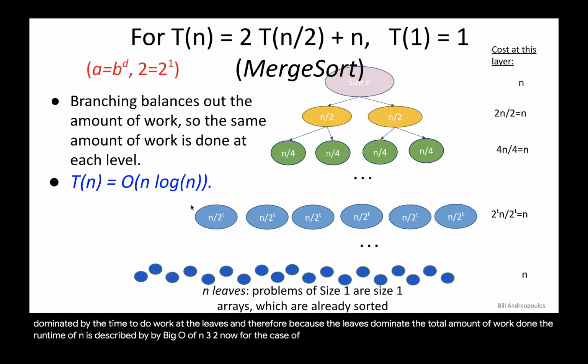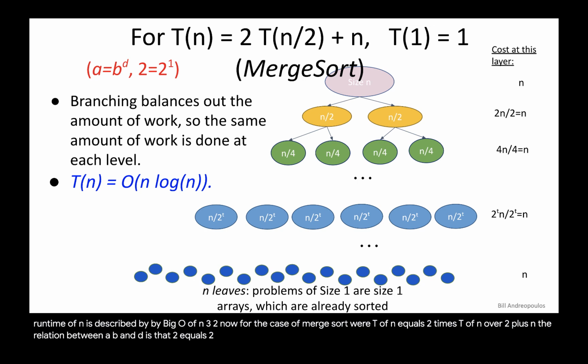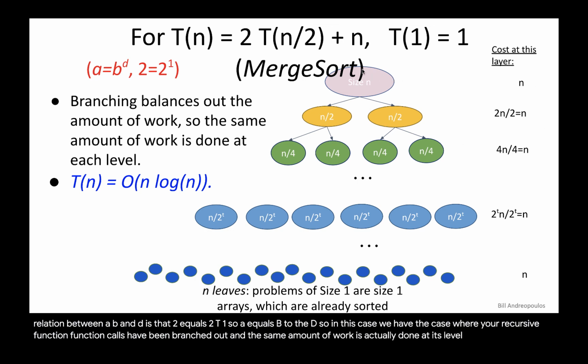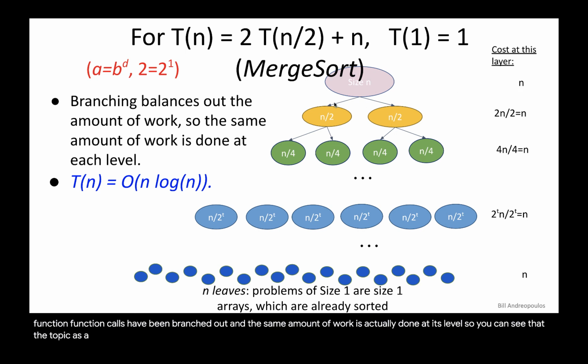Now for the case of merge sort, where T of n equals 2 times T of n over 2 plus n, the relation between alpha, b, and d is that 2 equals 2 to the 1, so alpha equals b to the d. So in this case, we have the case where your recursive function calls are being branched out, and the same amount of work is actually done at each level. So you can see that the top recursive function call does work n. The next recursive function calls do work of 2 times n over 2 equals n. So all of those levels actually do the same amount of work. And in this case, the runtime is big O of n log n.